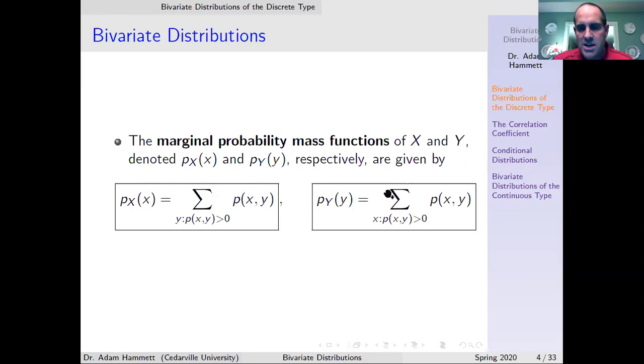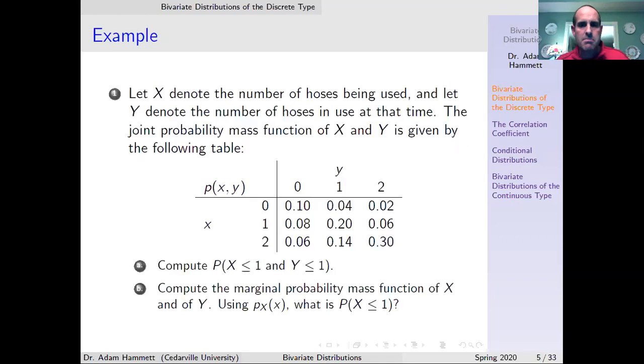And similarly for Y, I just add up all the joint PMF values over x's where P of X, Y is bigger than 0. We'll do an example pretty quick, but those are called the marginal probability mass functions of X and Y. I can extract those from the joint PMF. Let's do an example.